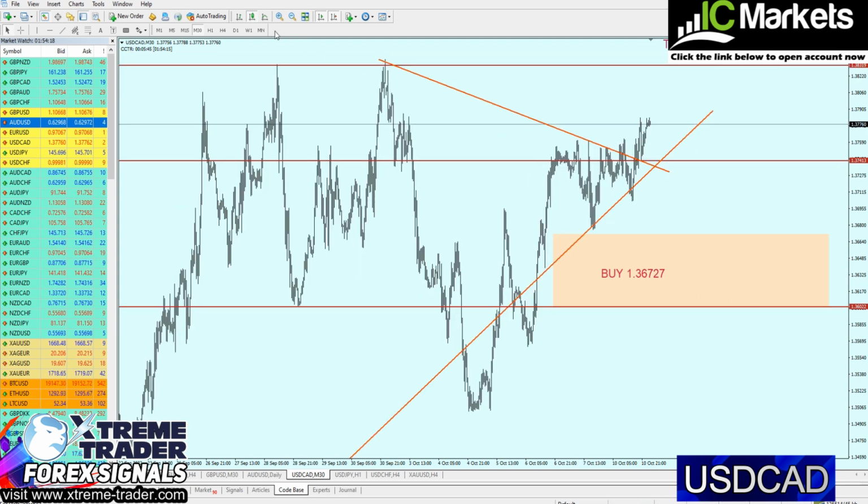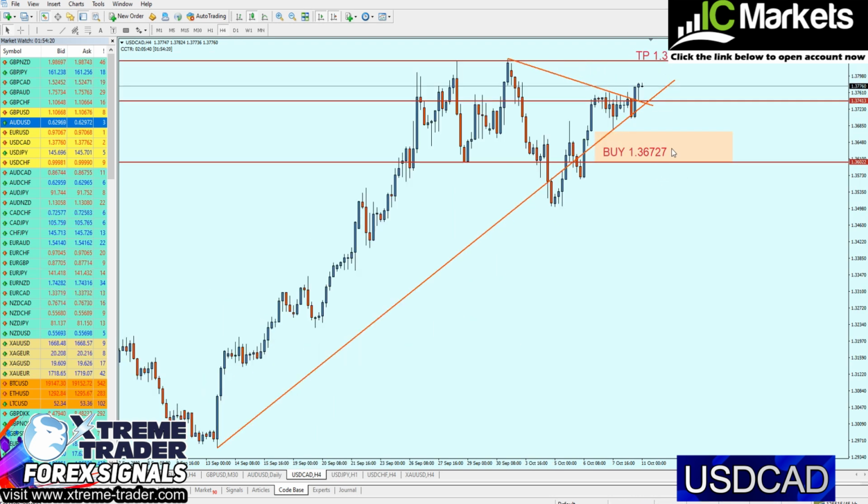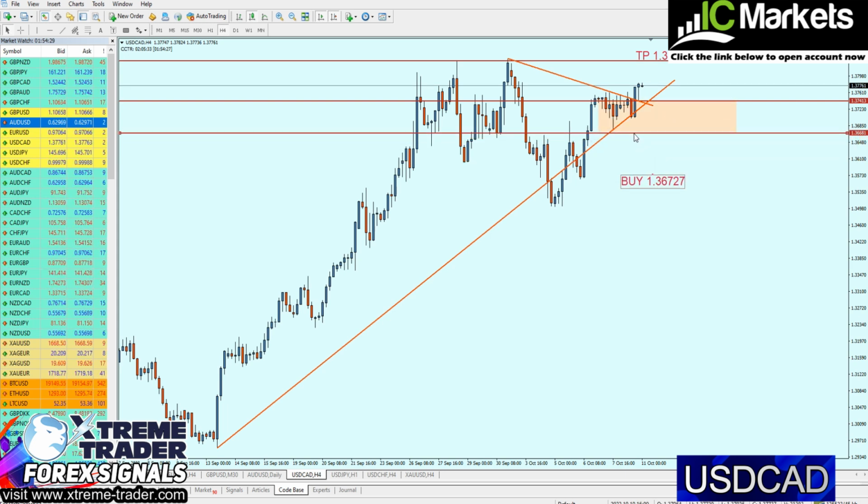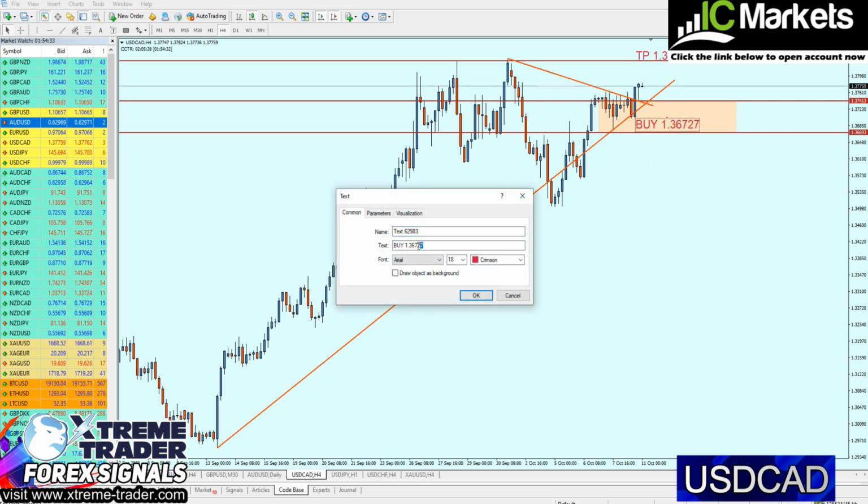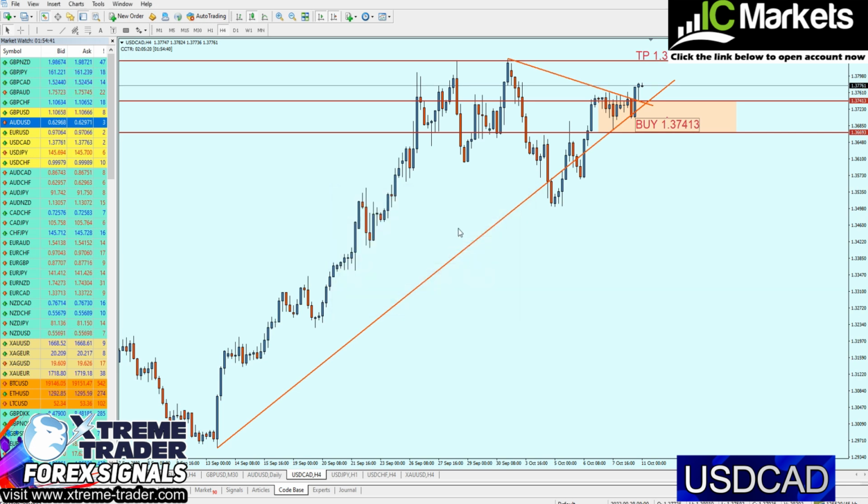1.37413. And of course, this time, let me just adjust the target. So the signal is going to be sent out right here. Let me just adjust it exactly just like that. And we'll, of course, keep the same safe zone. And the new signal is going to be sent out on 1.37413, correct? Yeah. Now, of course, the take profit level has to be changed.